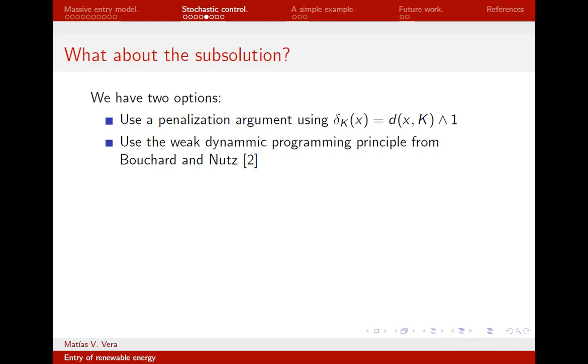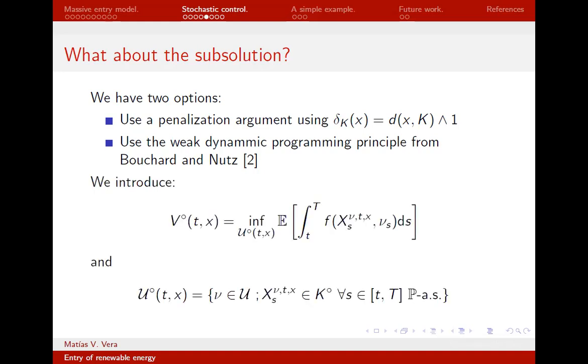But to use this, we need to introduce a new value function. We're going to call it the open one. And it's basically the same as before, but the difference is that you want to stay in the interior of the set. Okay? Why do we need to be in the interior? It's because we want a dynamic programming principle, so we need to move a little. If we're on the boundary, we don't have the facility to move in any direction. Here we have it. Okay?